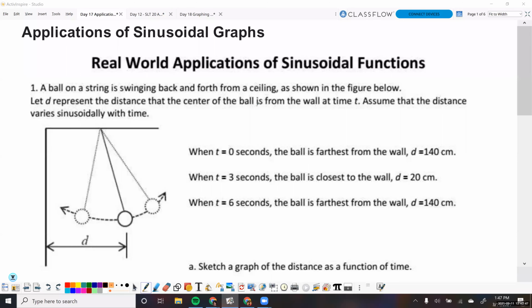Okay. All right, so here we go. First thing I notice is that when t equals 0, it is the furthest from the wall at 140. And then when t equals 3, it is closest to the wall at d equals 20. The person who put that in the chat, hang around the end of the period and we can talk.